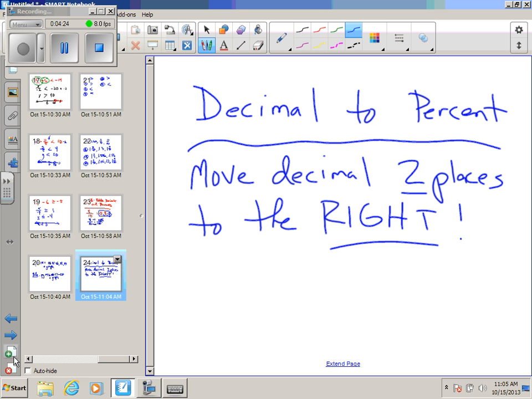A couple of important parts in that definition that I underline. What are they? To and right. It's always to. It's always to the right. For example, if I gave you, tell me what's 0.34, 34 hundredths, what would that be as a percent? Yes, 34%. I went 1, 2 places to the right.